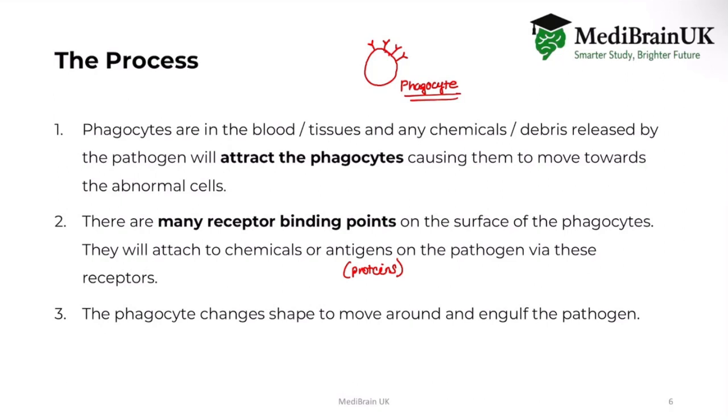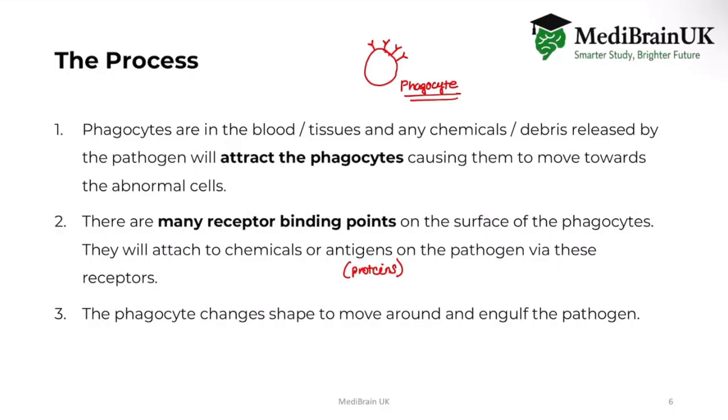Over here, what you need to know is that chemicals or antigens are released by the pathogen once they have entered your body. Your phagocytes have the ability to detect the chemicals and the antigens, and they are attracted to those chemicals and antigens.